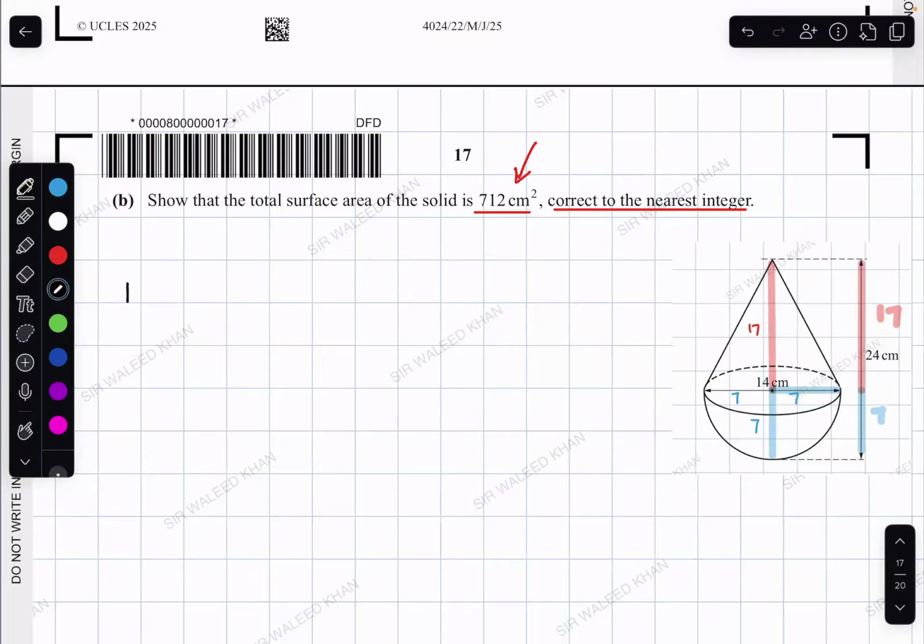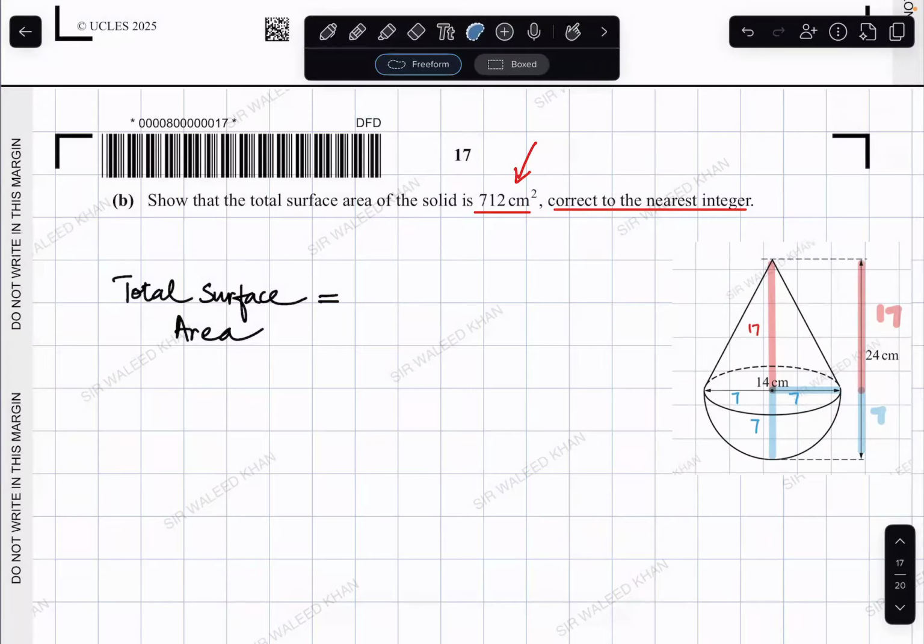So total surface area. Manur, can you tell me what should be the total surface area of this shape? 712, which is not the value. Obviously, it's written 712, the answer. I'm saying the surface area of the hemisphere and the cone. Should I write just the total surface area of the cone? The total surface area of the cone or the curved surface area? Curved surface area. Yes.